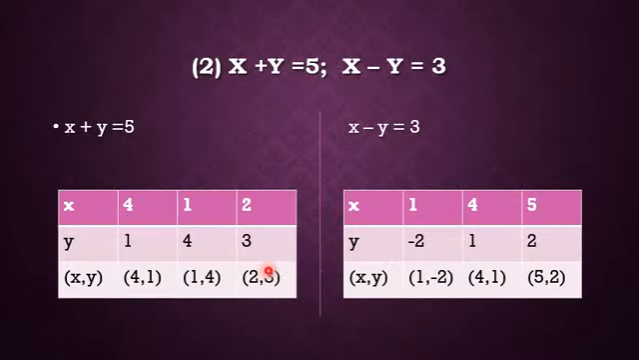In that equation, 4 comma 1 are the common points. This is the common point, this is the solution of this equation. This is the solution of that equation.